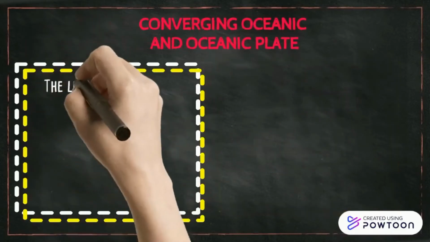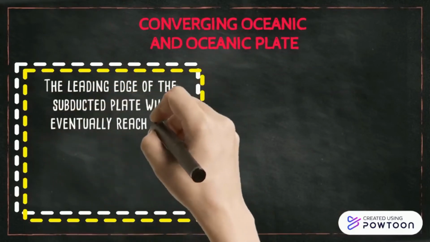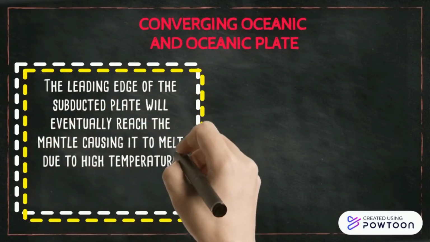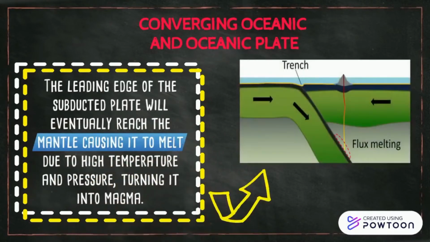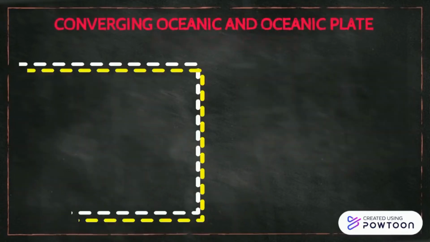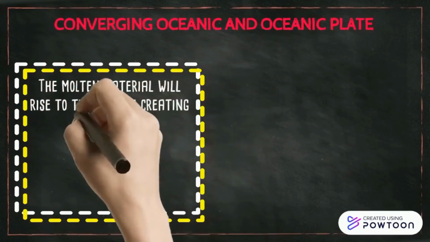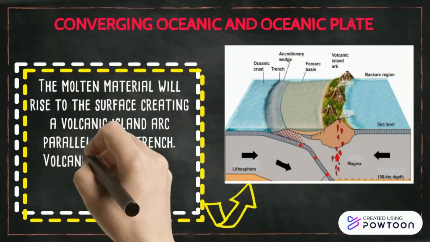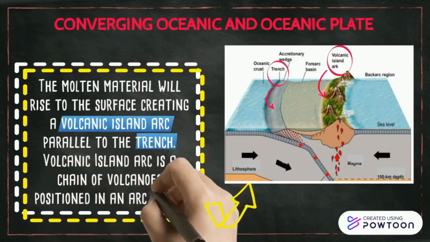The leading edge of the subducted plate will eventually reach the mantle, causing it to melt due to high temperature and pressure, turning it into magma. The molten material will rise to the surface, creating a volcanic island arc parallel to the trench. The volcanic island arc is a chain of volcanoes positioned in an arc shape.